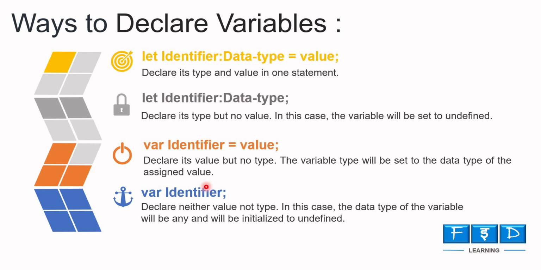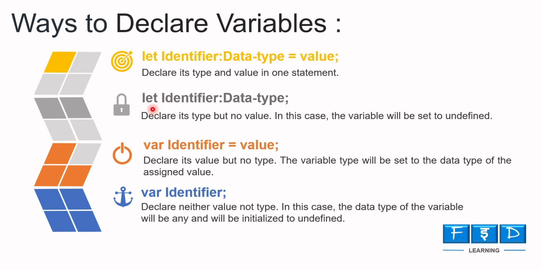We can declare a variable using the let or const keyword, just like in JavaScript. However, TypeScript also allows you to specify a variable type using type annotations. So TypeScript enhances variables with type annotations, making it a strongly typed language. When declaring a variable, you can specify its type explicitly. The first is let identifier, meaning variable name, colon, data type, equals value. It means we are declaring its type and value in one statement.